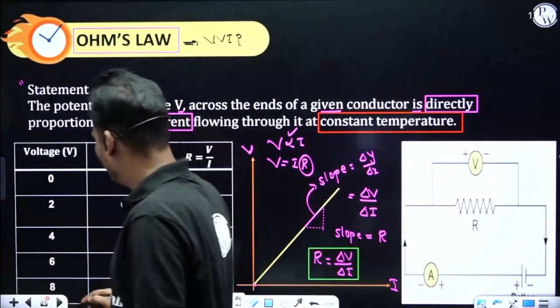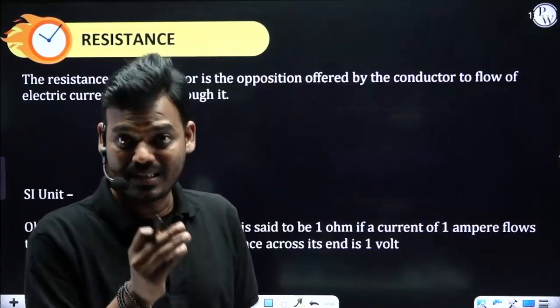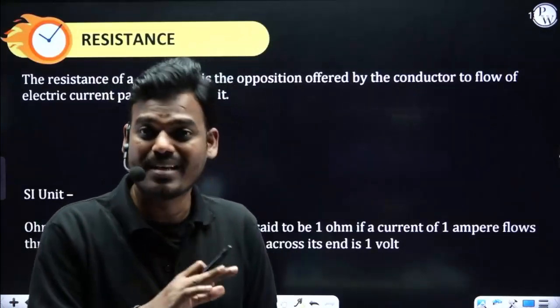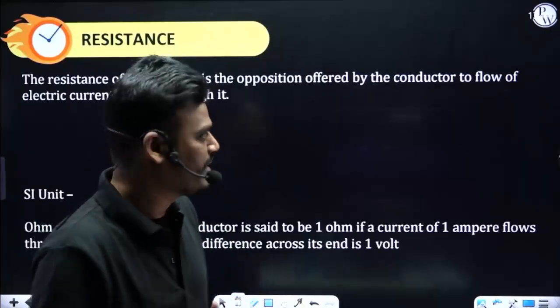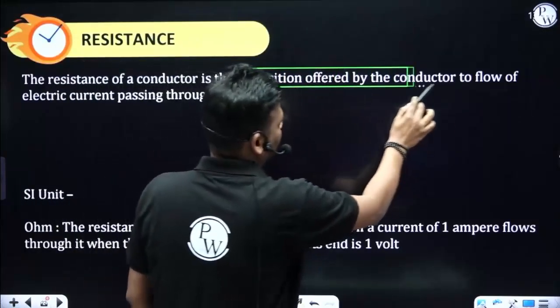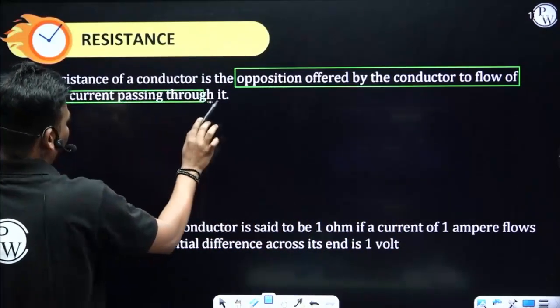Now, here R is there, right? What is that R? It is the resistance of a conductor. Already I told you that it is the property of a current carrying conductor. So what does it do? It opposes the flow of current.